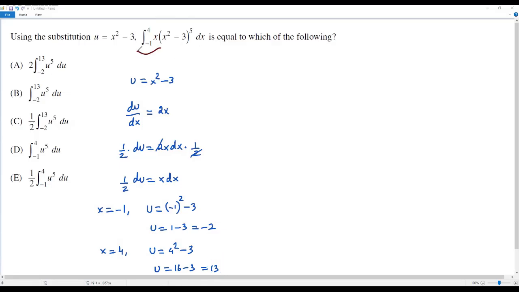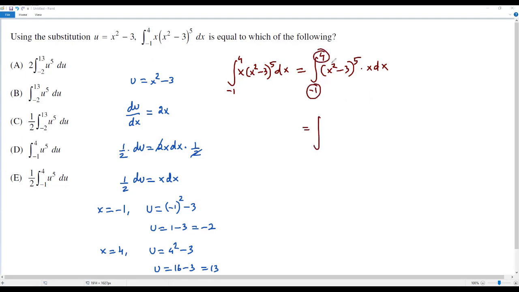Okay, now let's take the given integral, that is the integral from -1 to 4 of x times (x squared minus 3) to the 5th power dx. Okay, integral from -1 to 4. We can write this x along with this dx. Then we get (x squared minus 3) to the 5th power times x dx. Let's change this integration to the new variable u. Then instead of the limits negative 1 and 4, we have to use the limits of u. So the limits of u are negative 2 to 13. Okay, let me write over here negative 2 to 13.